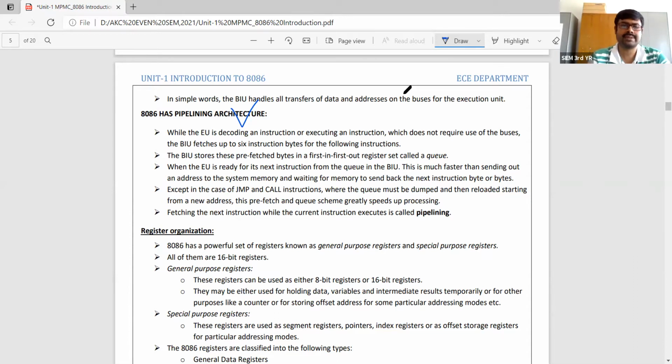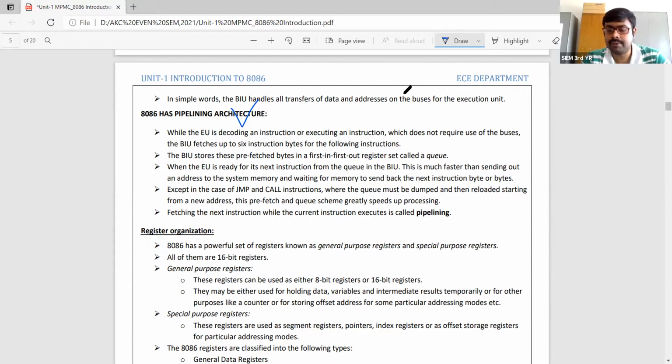Point number 2, the BIU stores these prefetched bytes in a first in, first out register set called a queue. That is a FIFO-based operation, and it will be operated using a register-based architecture. Queue means one by one. In the queue architecture, different types of mechanism we can follow: first in, first out, last in, first out, last in, last out. These are the different types of architecture from the operation point of view.